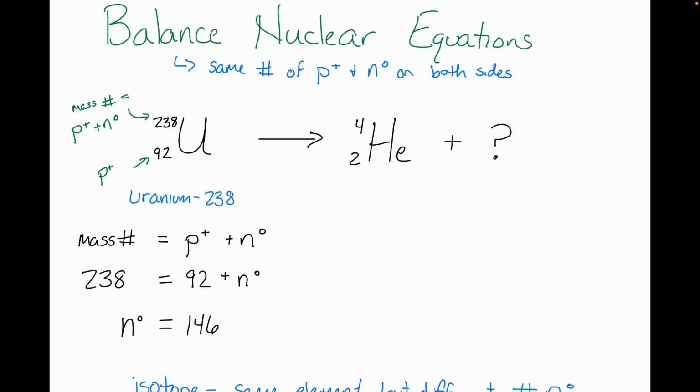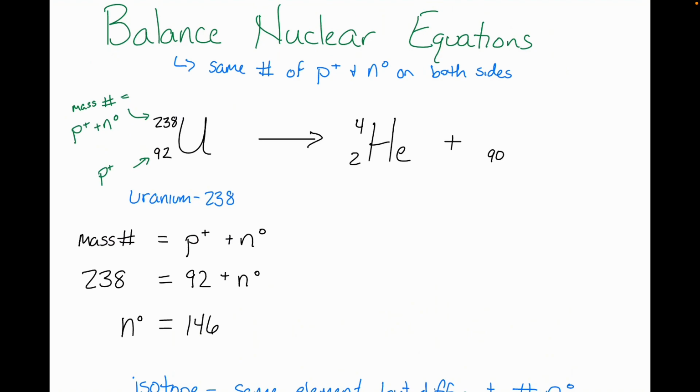So how many protons must this other atom that's produced have? Right? I got 92 in uranium. I broke this thing off, and this little chunk has 2. So the other 90 must be in my other element. Okay, so then what element am I talking about?